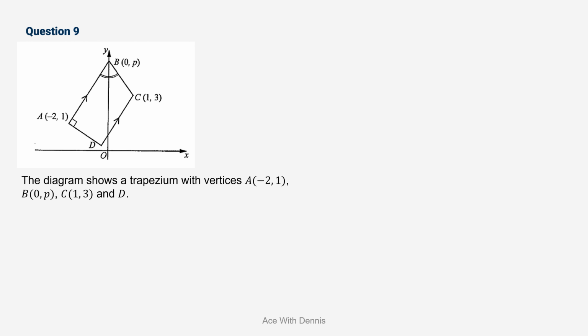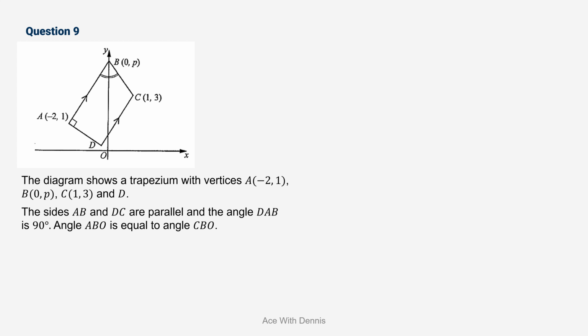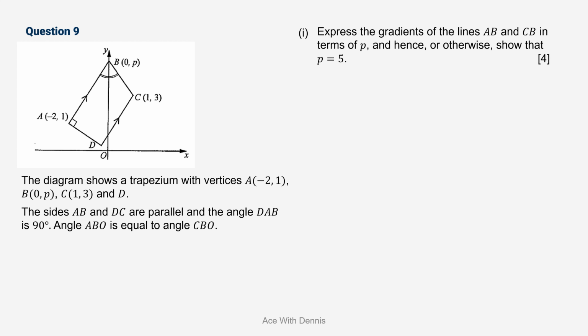Question 9. Given this diagram, the diagram shows a trapezium with vertices point A with the coordinates of negative 2, 1, point B with the coordinates of 0, P, point C with the coordinates of 1, 3, and point D. The sides AB and DC are parallel and the angle DAB is 90 degrees. Angle ABO is equal to angle CBO. Part 1. Express the gradients of lines AB and CB in terms of P, and hence or otherwise show that P equals to 5. 4 marks.